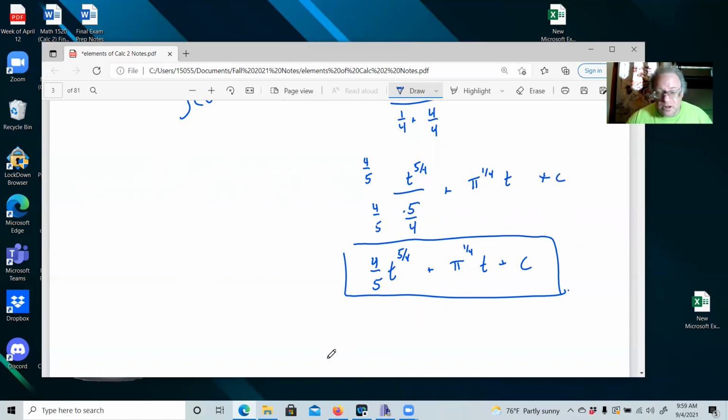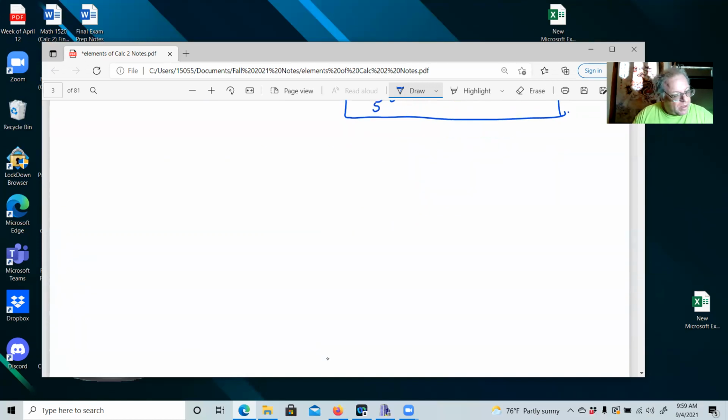Let's try one. Squared to the fourth, 4x times 3. All right, here is one of the biggest errors that students will make. So be really careful not to make this mistake.